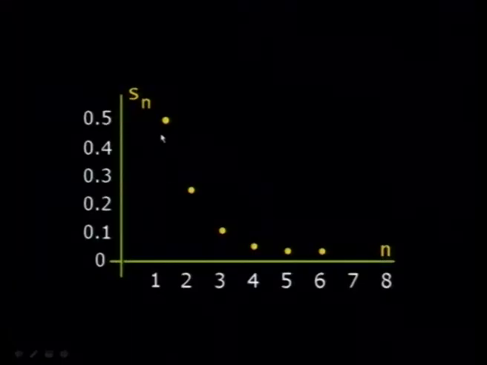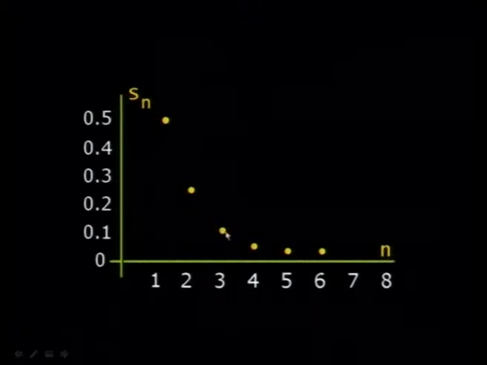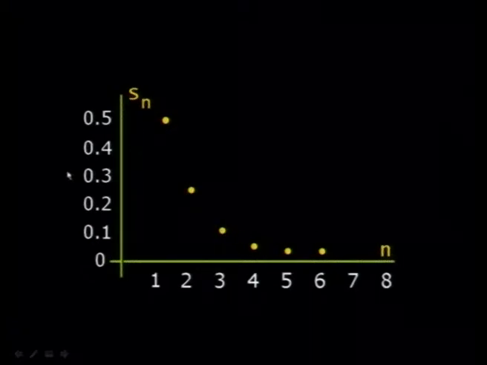Now, this is the sequence again. You start with 1 half, 1/4, 1 over 8, etc. You find out that it approaches the value 0. It's never equal to 0, but you always approach the value 0. So we say that 0 is the limit of this sequence.